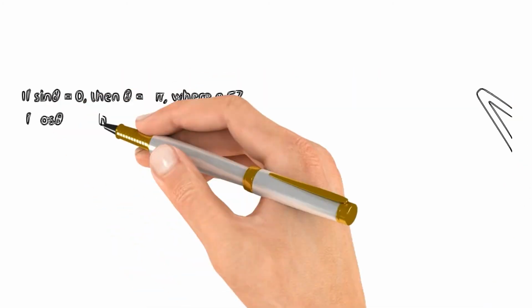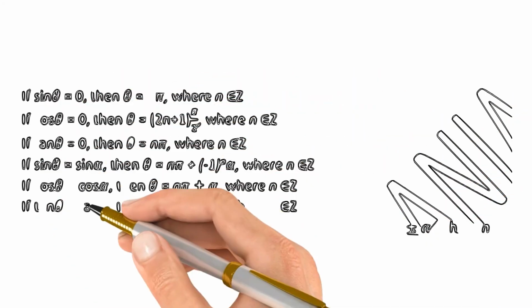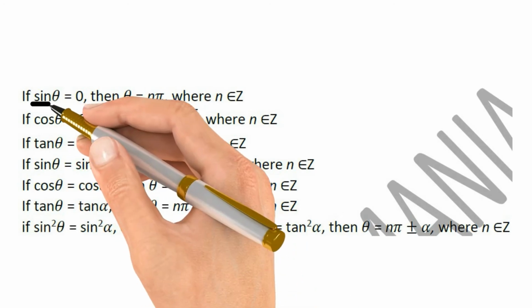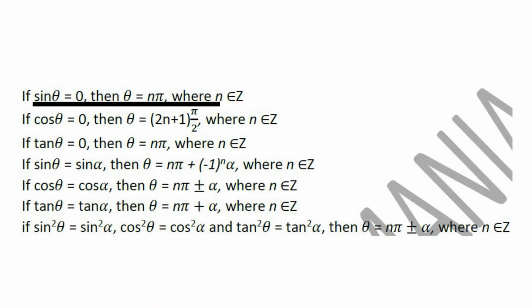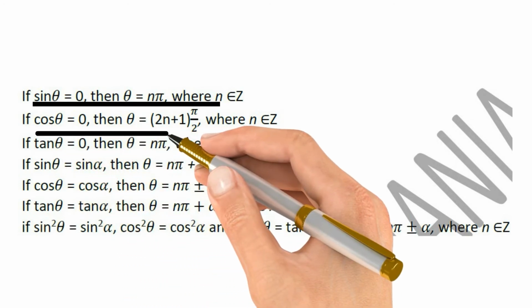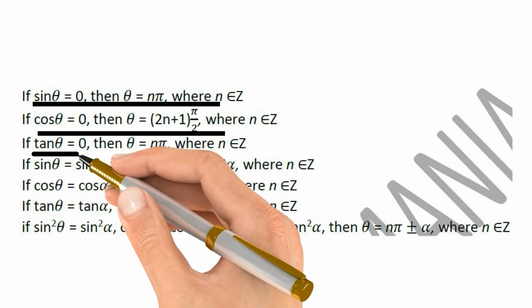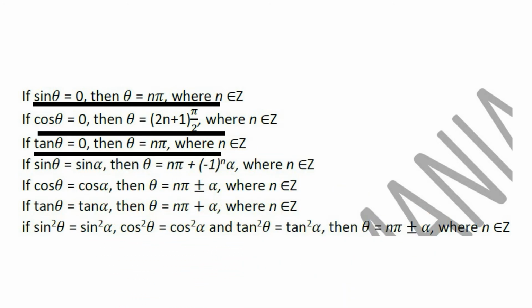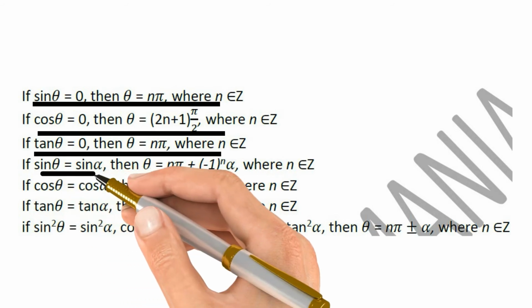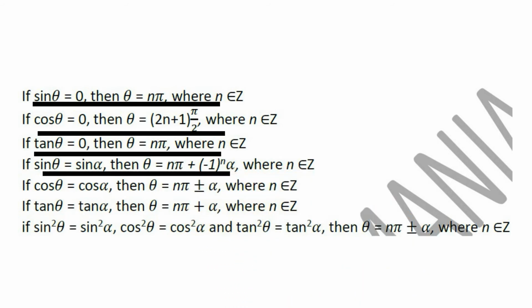Now let's take a look at the general solution of the trigonometric ratios in standard form. If sine theta equals 0, then theta equals n pi, where n is a whole number. Next, if cos theta equals 0, then theta equals (2n plus 1) into pi by 2, where n is a whole number. Next, if tan theta equals 0, then theta equals n pi, where n is a whole number. Next, if sin theta equals sin alpha, then theta equals n pi plus (minus 1) to the power n alpha, where n belongs to Z.